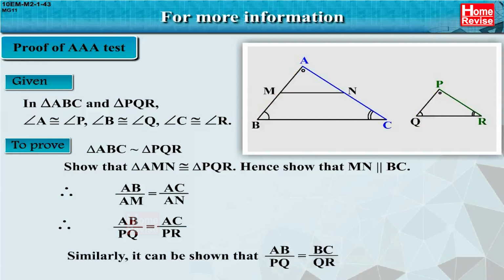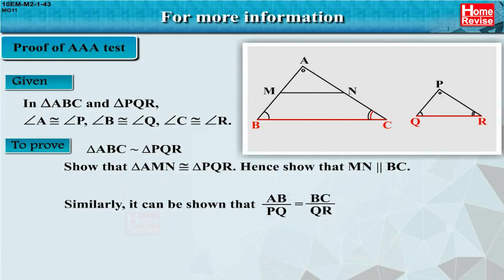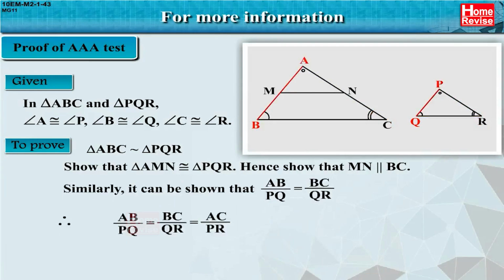Similarly, it can be shown that AB upon PQ is equal to BC upon QR. AB upon PQ is equal to BC upon QR is equal to AC upon PR. Therefore, triangle ABC is similar to triangle PQR. AA test for similarity of triangles.